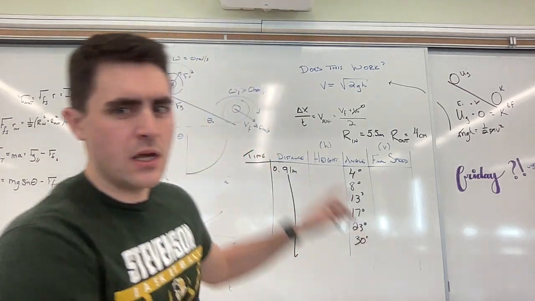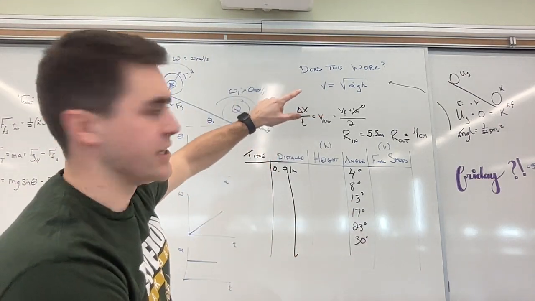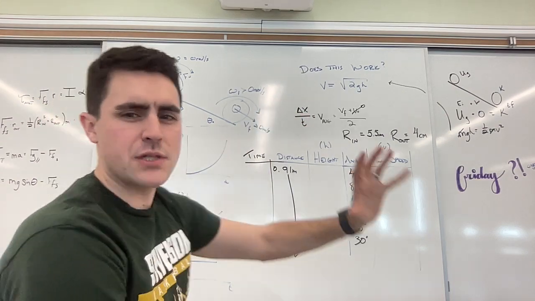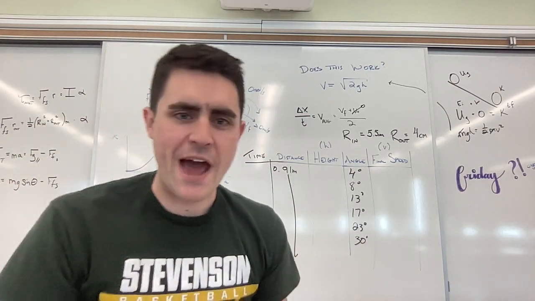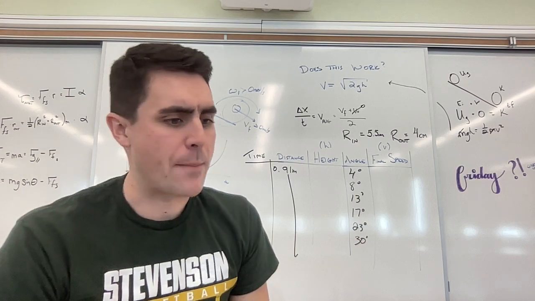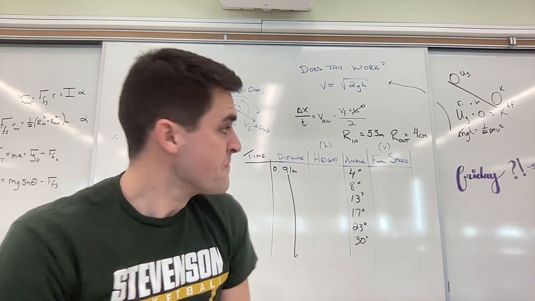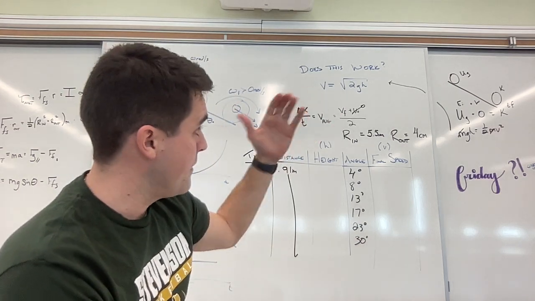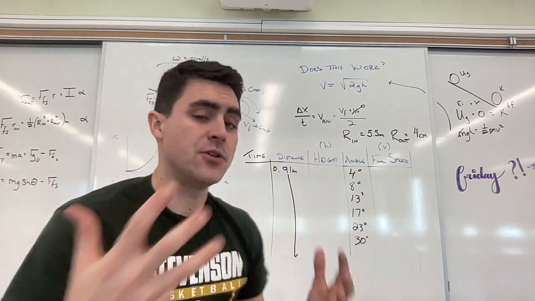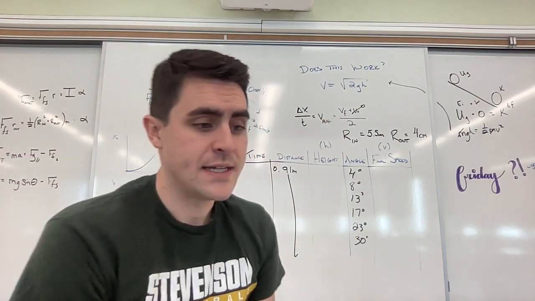Again, the question: a student proposes this. This works. Your job: use this data, construct a graph to determine if that is a proper relationship between height and final velocity using energy concepts as this object rolls down the ramp.